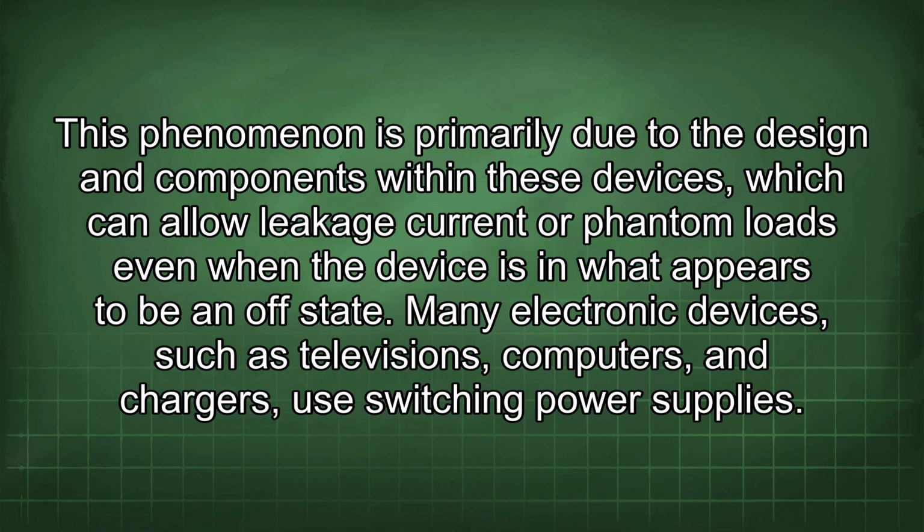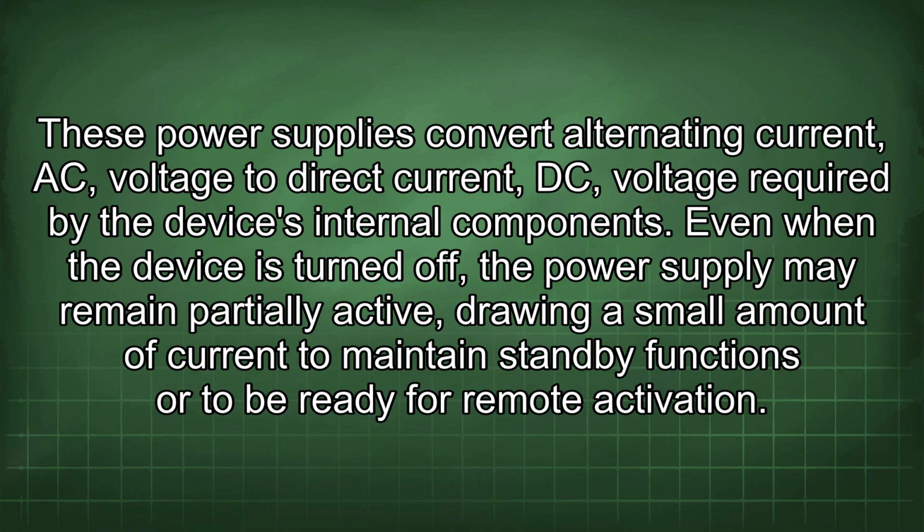Many electronic devices, such as televisions, computers, and chargers, use switching power supplies. These power supplies convert alternating current AC voltage to direct current DC voltage required by the device's internal components. Even when the device is turned off, the power supply may remain partially active, drawing a small amount of current to maintain standby functions or to be ready for remote activation.